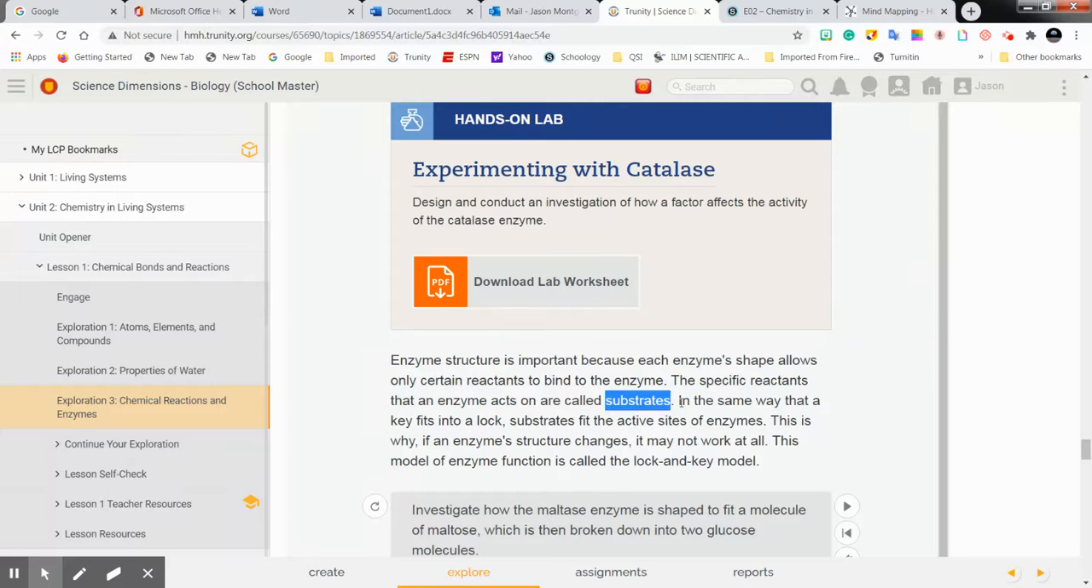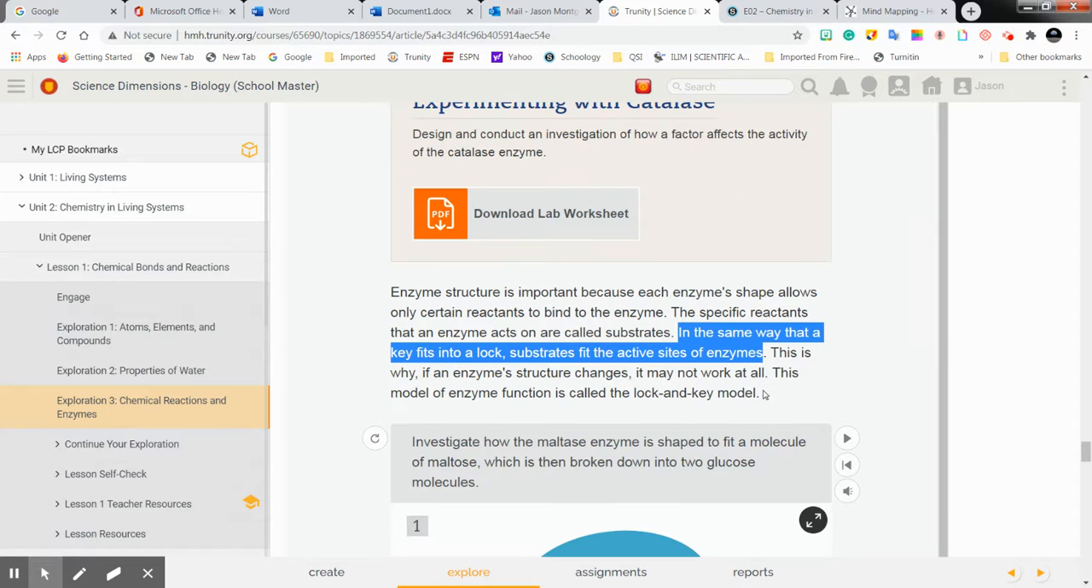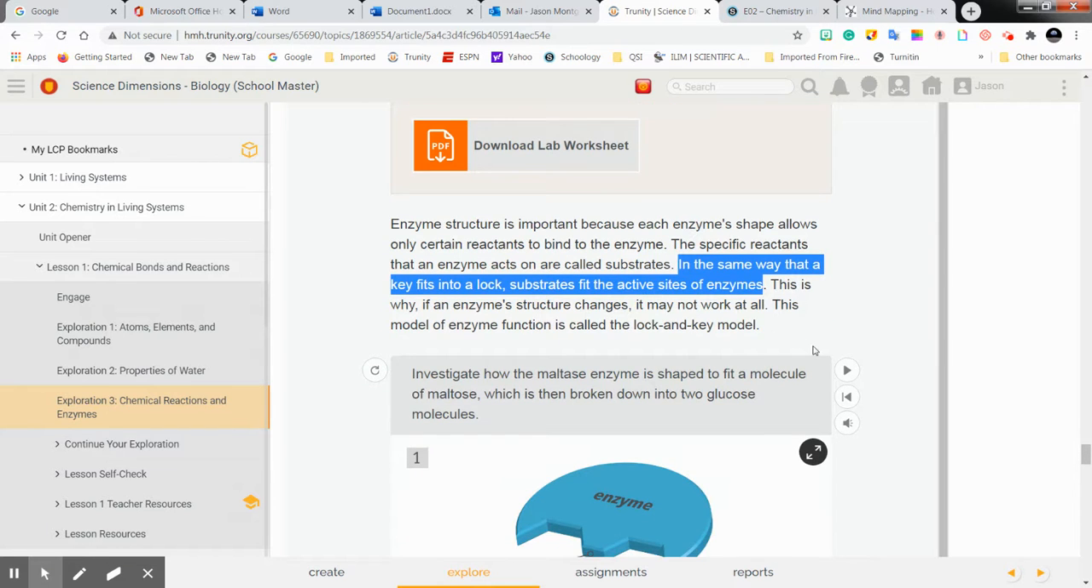Now the substrates and enzymes, they work together in a lock and key format. Just like a key fits a certain type of lock, the substrate fits to the active site of the enzyme. This is why if the enzyme structure changes, it might not work well at all. Now, enzymes in biology are very important because they're heat sensitive. If it gets too hot, they can change the shape. The enzyme doesn't work anymore. If it gets too cold, it can change the shape, and the enzyme doesn't work anymore.